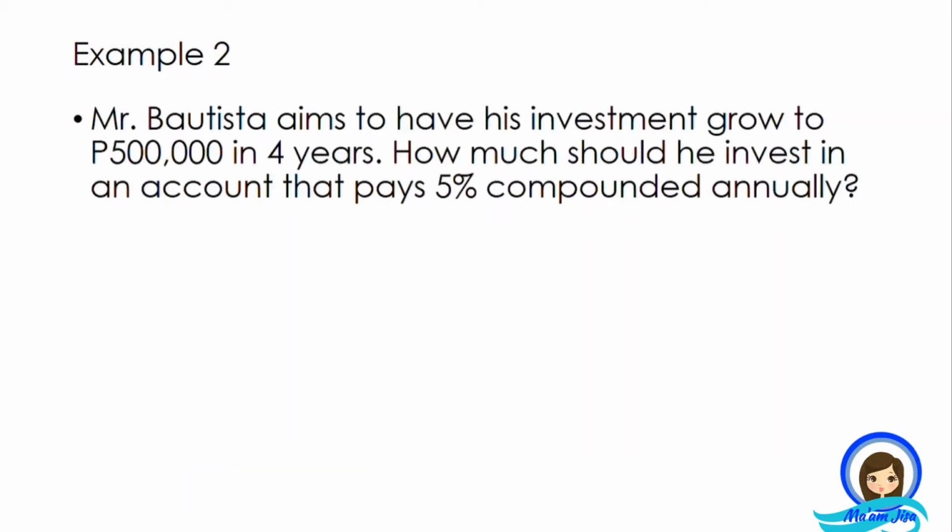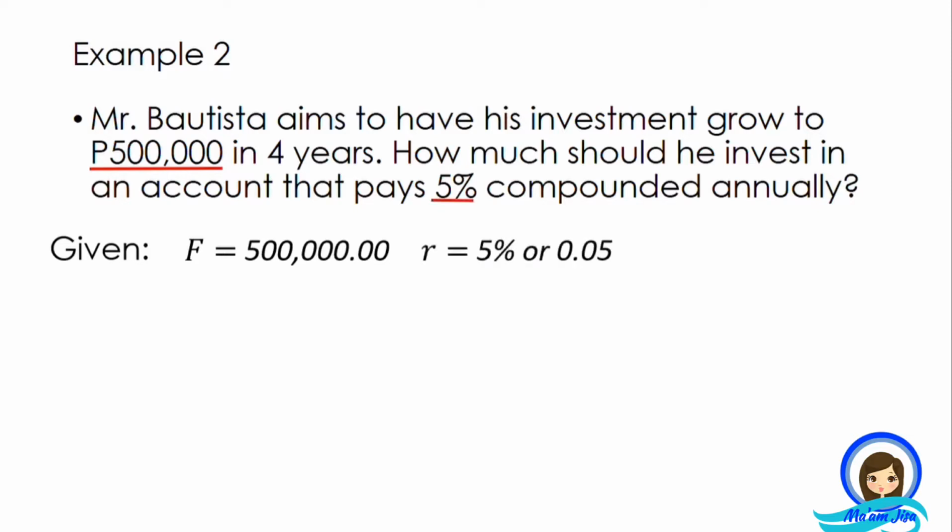Another example, we have Mr. Bautista aims to have his investment grow to 500,000 pesos in 4 years. How much should he invest in an account that pays 5% compounded annually? So for the given data, we have the future value, which is 500,000 pesos. The rate is 5% or 0.05 and the term is 4 years.